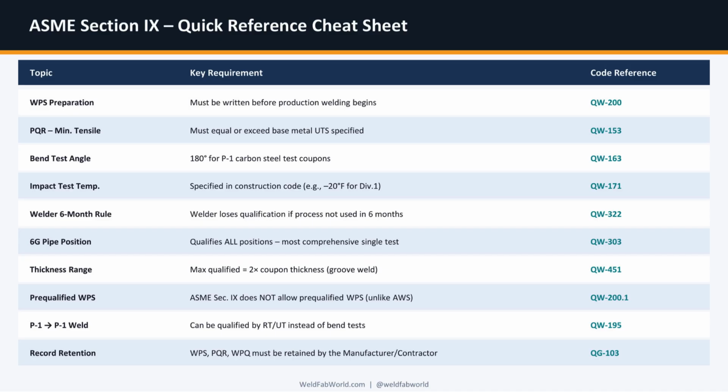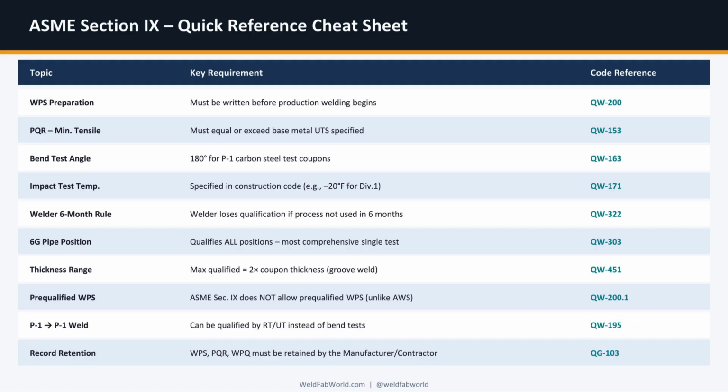WPS preparation, written before production welding. No exceptions. QW 200, PQR tensile, must equal or exceed base metal UTS. QW 153, bend test angle, 180 degrees for P1 carbon steel. QW 163, impact test temperature, specified by the construction code, not Section IX itself. QW 171, 6-month rule, process not used for 6 months, qualification expires.